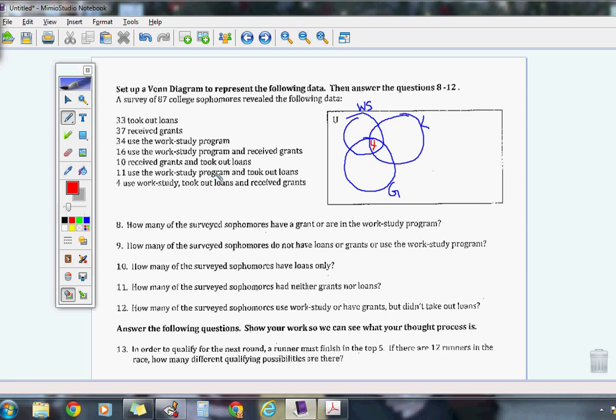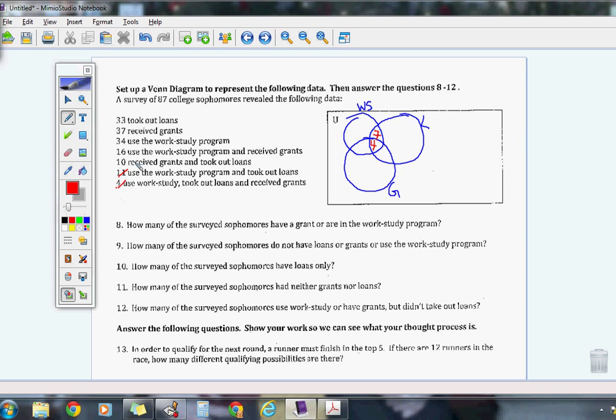11 used the work study program and took out loans. So work study, loans. There has to be 11 right in here that I'm indicating. We already have 4. If you put an 11 right there, that would mean there's 15. So you have to subtract, and that's where you get the 7 from. So I've got 4 and 7, 11 total between those. Okay, so we've taken care of this, we've taken care of that.